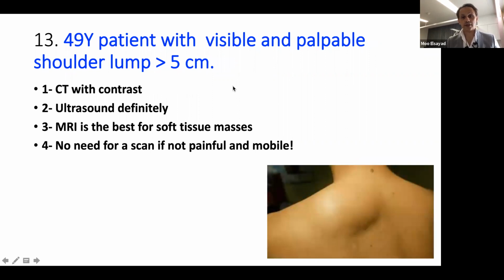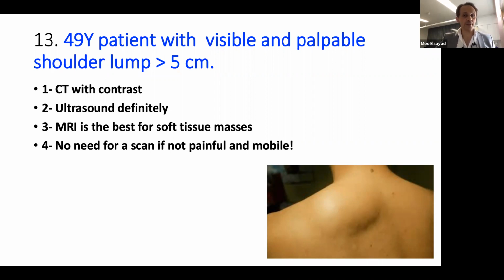So now, a 49 years old patient with a visible and palpable shoulder lump more than 5 centimeter. And if you remember, there was another slide with less than 5 centimeter. Now this is a shoulder lump which, when you look at it, looks more than 5 centimeter. Okay. So I have to tell you guys that I'm pleased that you all fell in the trap again, which is actually good, because this is the time to discuss this.